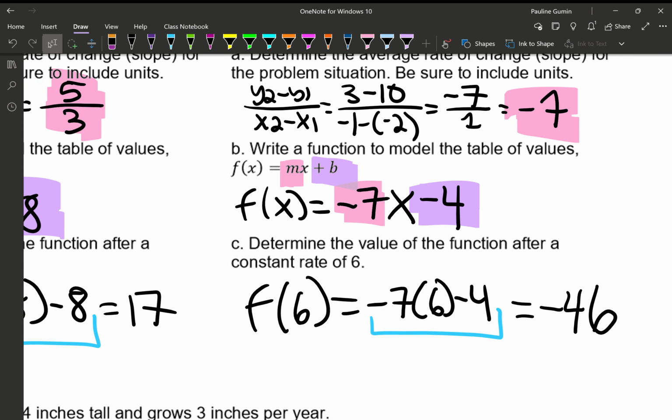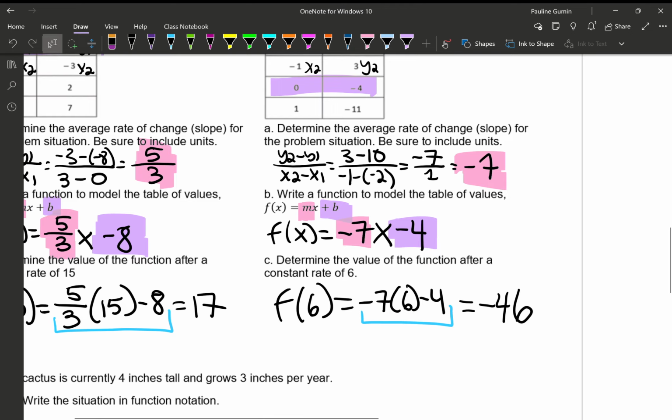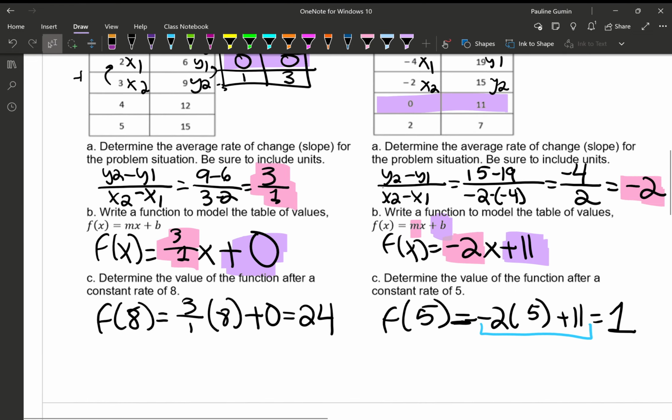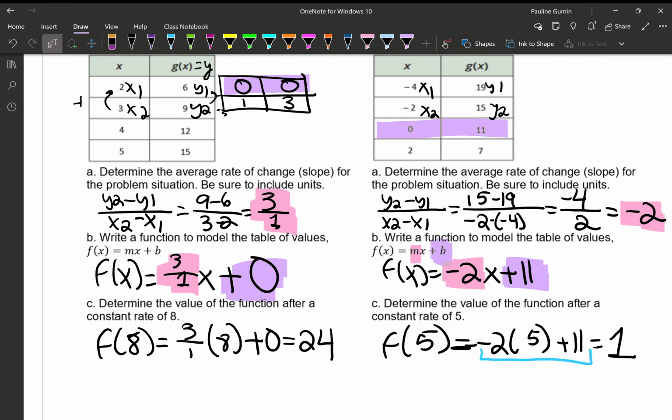So very similar situation for 3 out of the 4. The only thing that required a little extra work was this first one, where we did have to kind of go backwards and find what the y-intercept was.